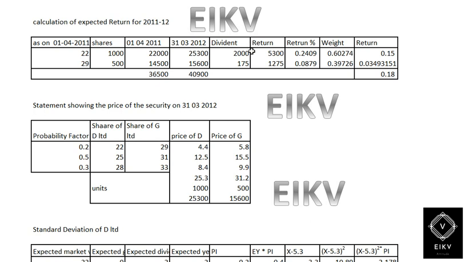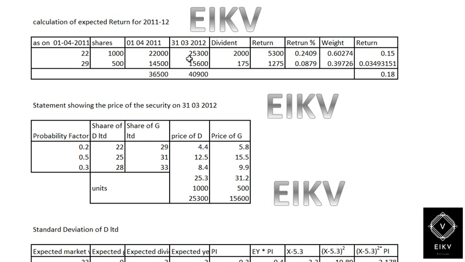Now we have the dividend. Dividend would be 20% and 35%. So it would be 2,000, that is 2 into 1,000 gives you 2,000, and 0.35 into 500 gives you 175. So the total return would be dividend plus capital appreciation.